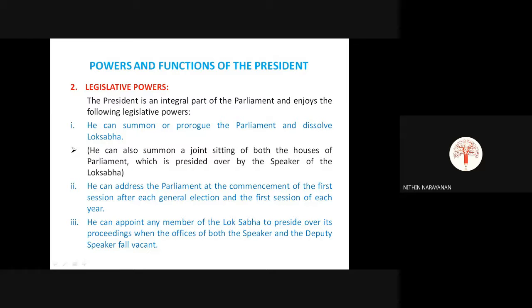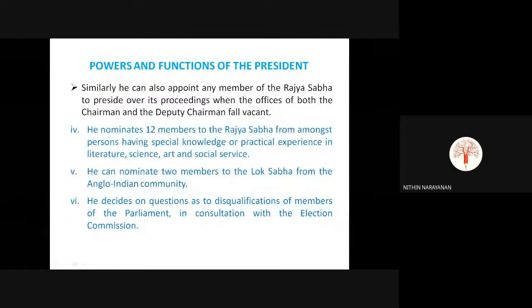Okay. He can appoint any members of the Lok Sabha to preside over its proceedings when the offices of both the speaker and the deputy speaker fall vacant. So the president is the one who can appoint a member from the Lok Sabha to preside over the proceedings if the speaker and deputy speaker seats are vacant. Similarly, he can also appoint any member of the Rajya Sabha to preside over its proceedings when the offices of both the chairman and the deputy chairman are vacant.